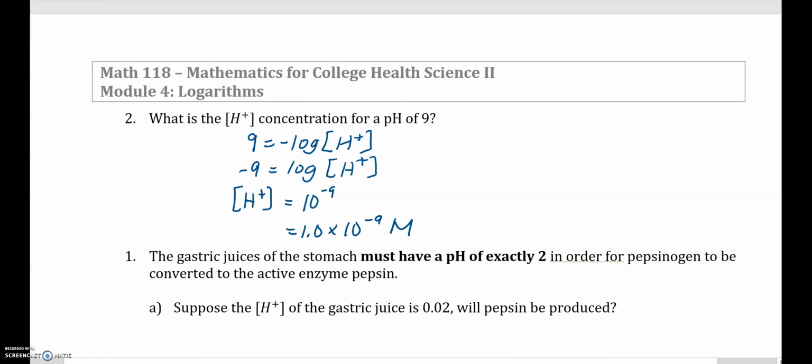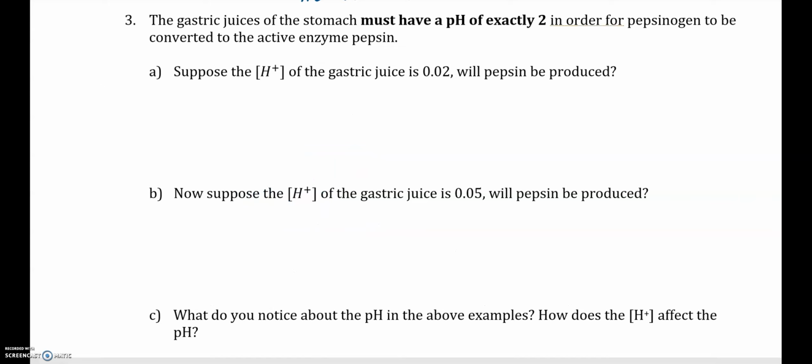Question 3 says the gastric juices of the stomach must have a pH of exactly 2 in order for pepsinogen to be converted into an active enzyme, pepsin. Part A asks us, suppose that the H+ of the gastric juice is 0.02. Will pepsin be produced? So now we need to calculate what the pH is given an H+ concentration of 0.02.